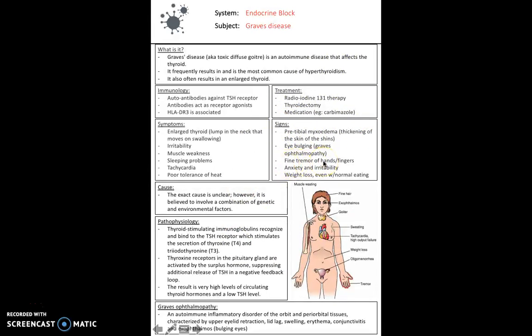So we're thinking about the 4 P's of the hand when we think about examination. So the 4 P's being paper, palms, palmar erythema, and pulse.